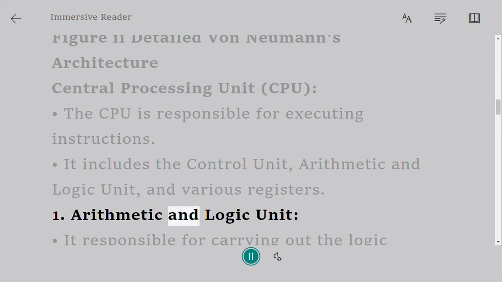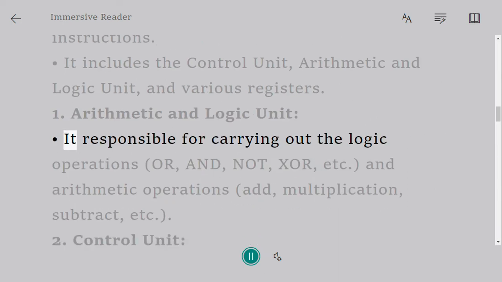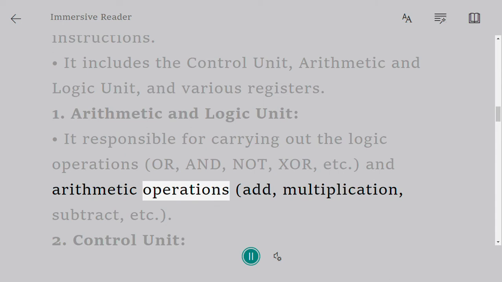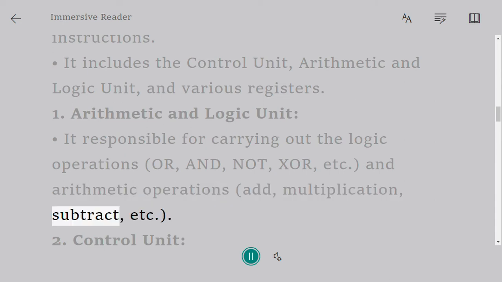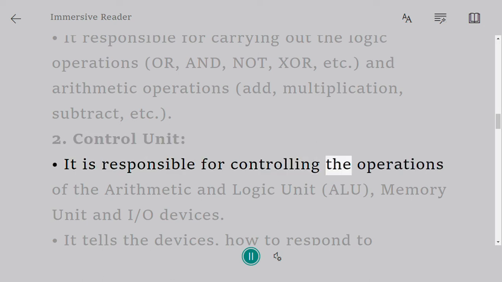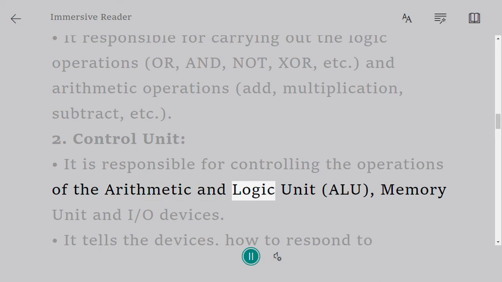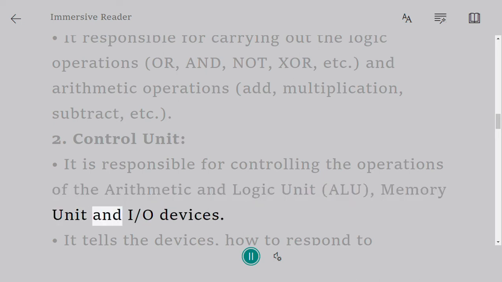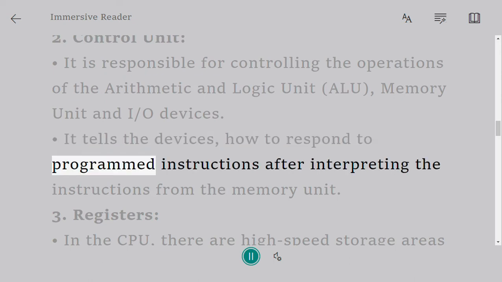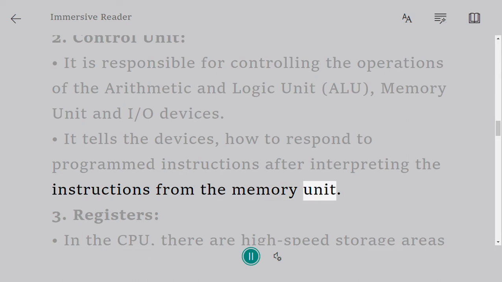1. Arithmetic and logic unit. It is responsible for carrying out the logic operations, OR, AND, NOT, XOR, etc., and arithmetic operations, add, multiply, subtract, etc. 2. Control unit. It is responsible for controlling the operations of the arithmetic and logic unit, ALU, memory unit and I/O devices. It tells the devices how to respond to programmed instructions after interpreting the instructions from the memory unit.